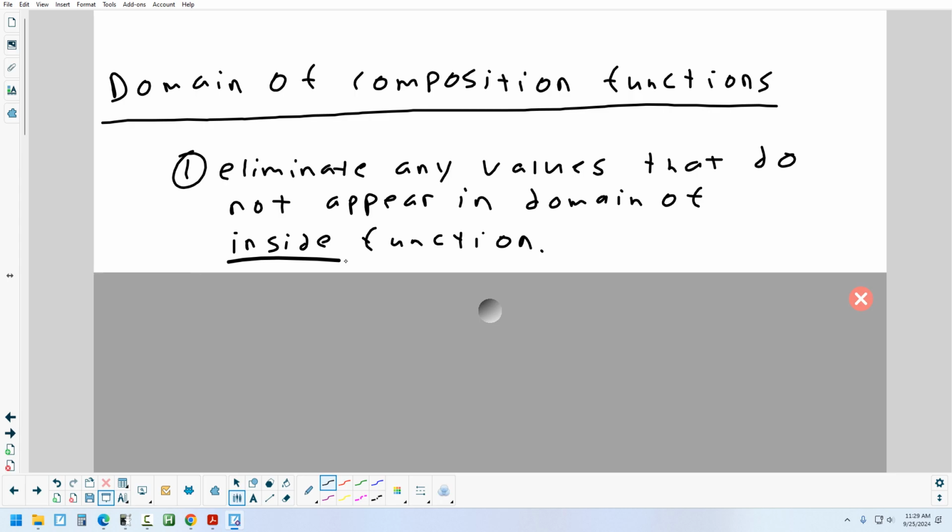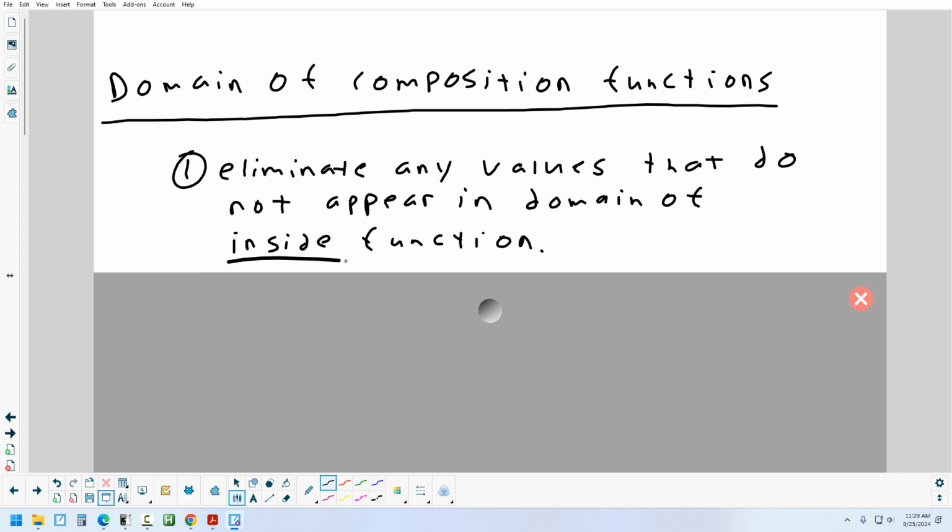What are the two things that we have to watch out for when we're finding the domain? We do not want to do what? What's one thing? Yep. If we're dividing, you don't want to divide by 0. So in the inside function, if there is any number that would cause you to divide by 0, you need to tell me, don't use that number. That's one thing. What's the other thing that we want to make sure we don't do?